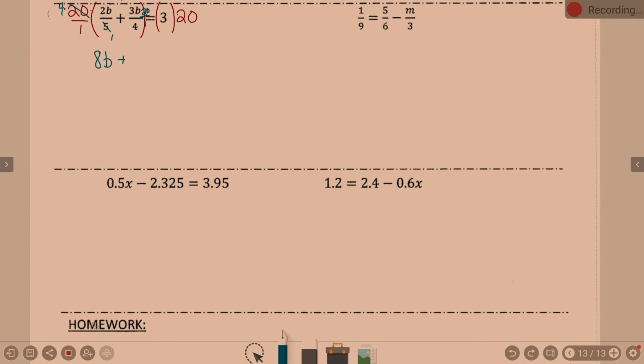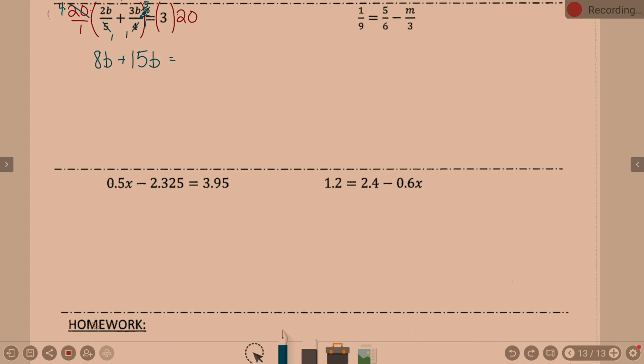3b over 4 times 20 over 1. Take the 4, divide by itself. 4 divided by 4 is 1. What's 20 divided by 4? It is 5. So what do I have to do with that 5 then? 5 times 3b. And what's 5 times 3b? 15b.